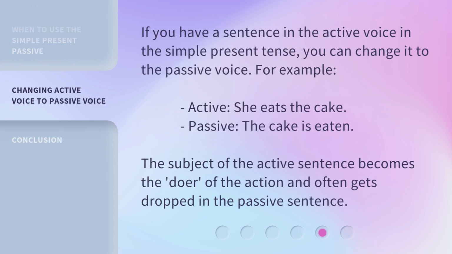If you have a sentence in the active voice in the simple present tense, you can change it to the passive voice. For example, active, she eats the cake. Passive, the cake is eaten. The subject of the active sentence becomes the doer of the action and often gets dropped in the passive sentence.